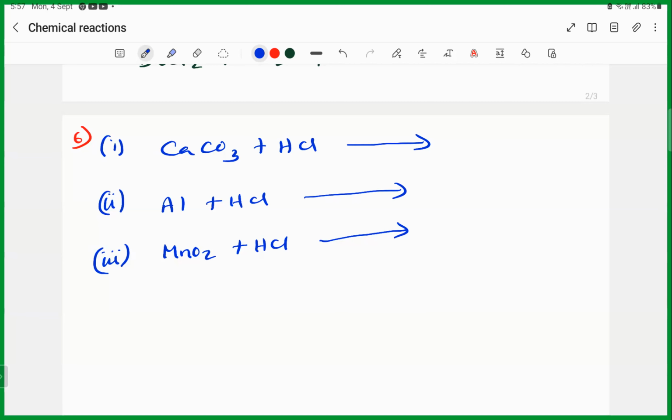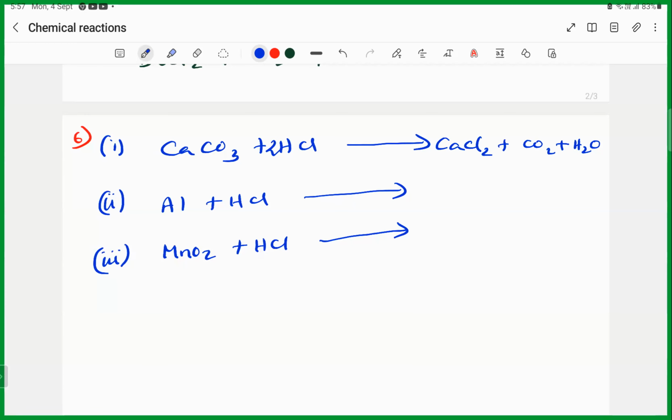Sir, calcium chloride plus carbon dioxide plus water. Very good. Calcium chloride plus carbon dioxide plus water. Balancing. One second, sir. 2 HCl. So the rest will be balanced, right? Yes. Then aluminum plus HCl.